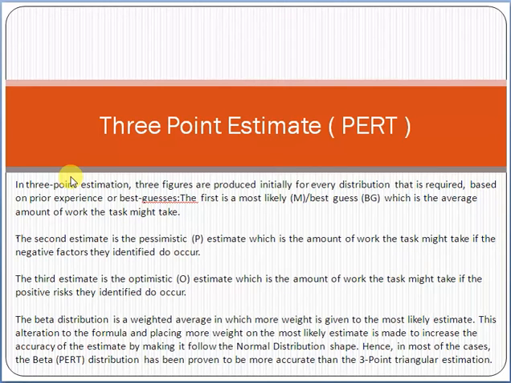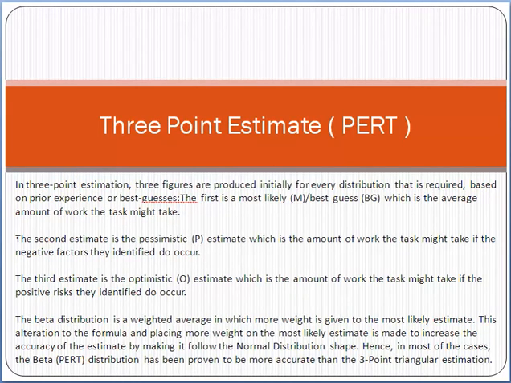The first one is the most likely, which is the average. Average means not so good, not so bad, a middle way. Pessimistic means that negative issues occur, some problem occurs, so you are considering the negative factors. Optimistic means the ideal condition, there would be no issue. So there are three estimates: the most likely, average; pessimistic, with negative factors; and optimistic, ideal with no problems, no issues, no negative factors. This is based on 3 point estimation.